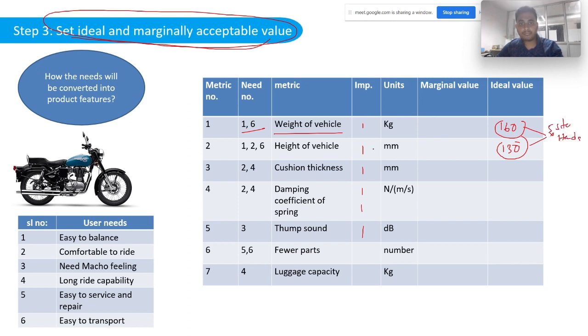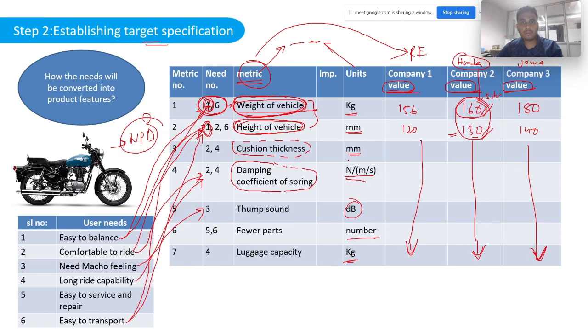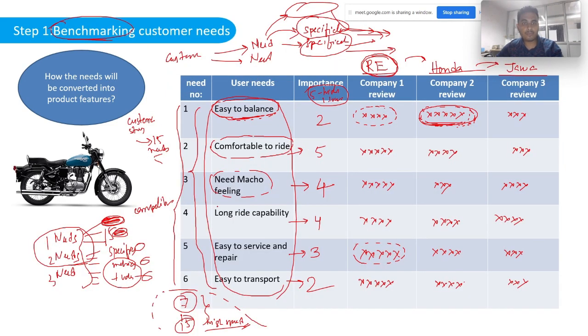Got it? Similarly, if you go for cushioning, see needs 2 and 4. Check who is the winner at 2 and 4. At 2, Royal Enfield is the winner, and at 4 also Royal Enfield is the winner. For long ride capability, who is the winner? I think everyone is the same, so you can consider any one of them. For long ride capability, anyone is the same.